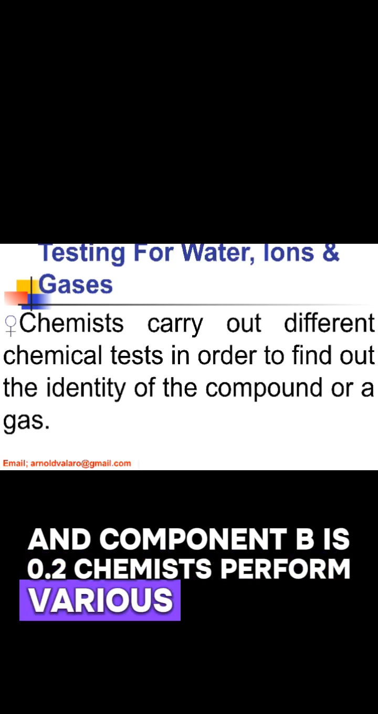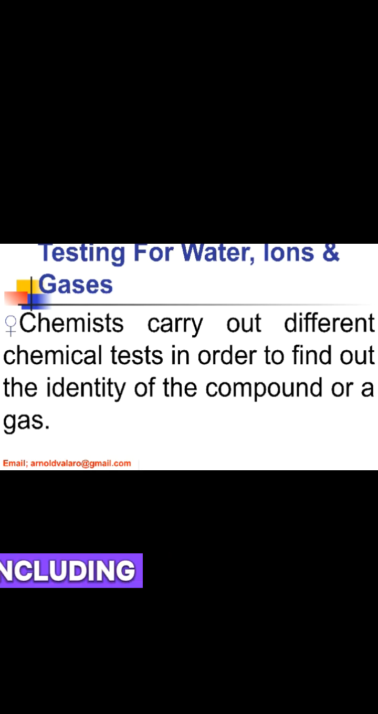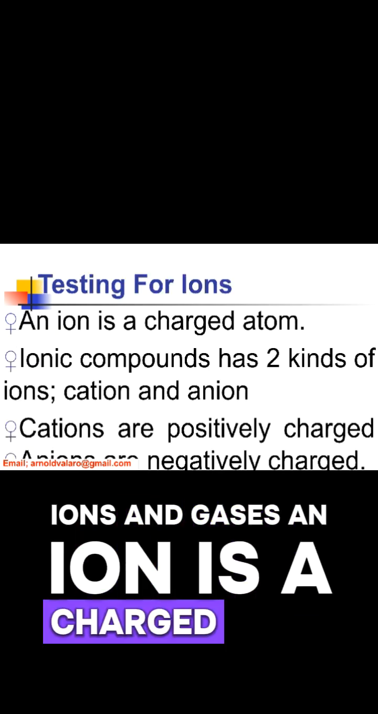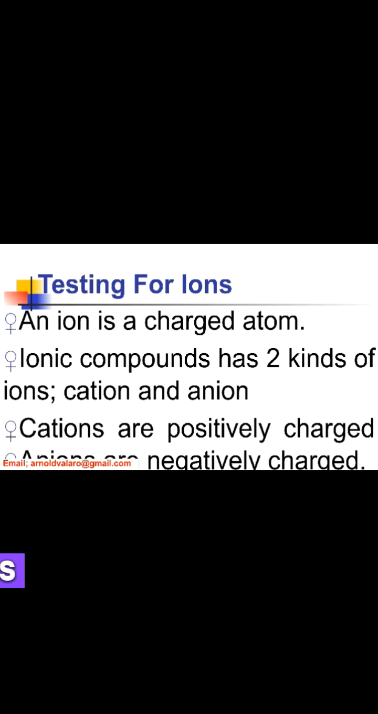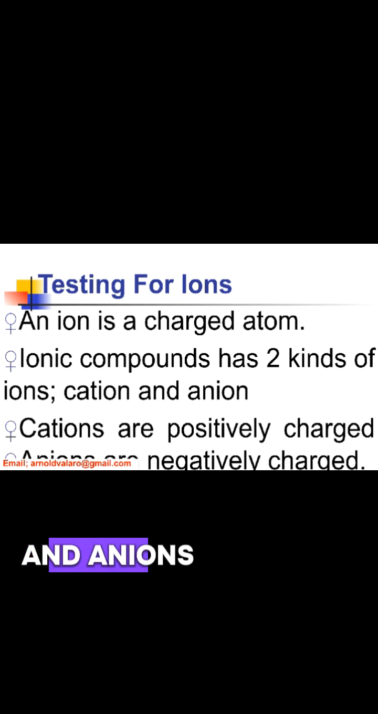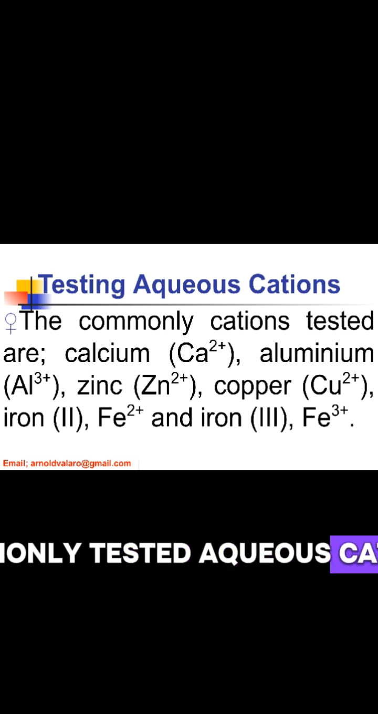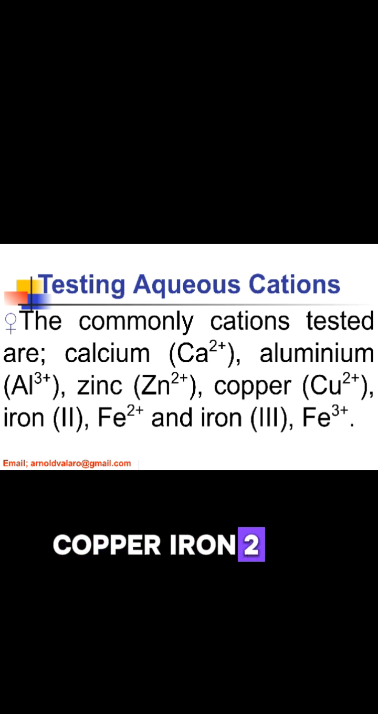Chemists perform various chemical tests to determine the identity of a compound or a gas, including tests for water, ions, and gases. An ion is a charged atom. Ionic compounds have two types of ions: cations, which are positively charged, and anions, which are negatively charged. Commonly tested aqueous cations include calcium, aluminum, zinc, copper, iron 2, and iron 3.